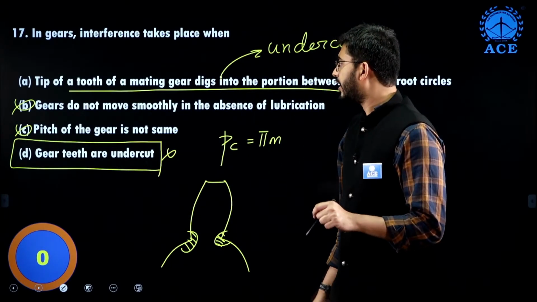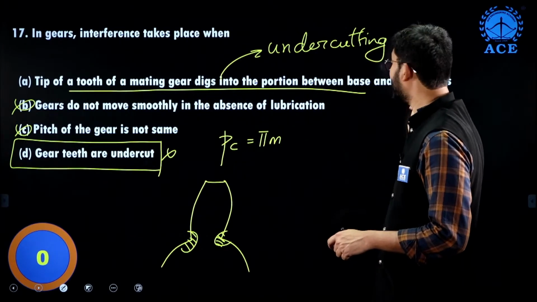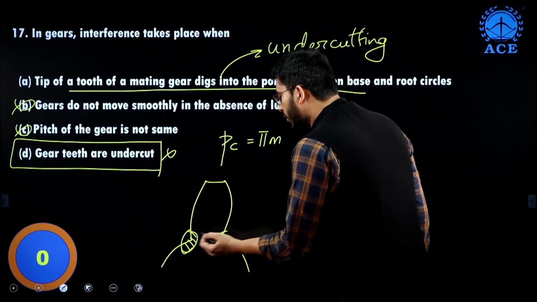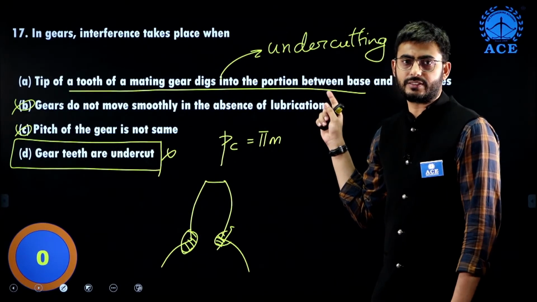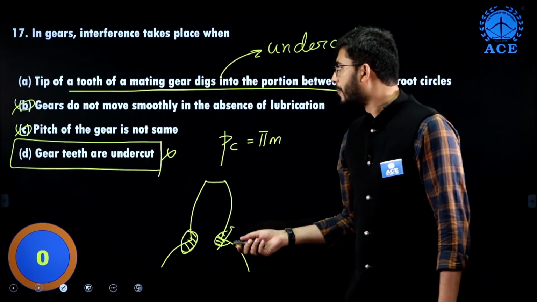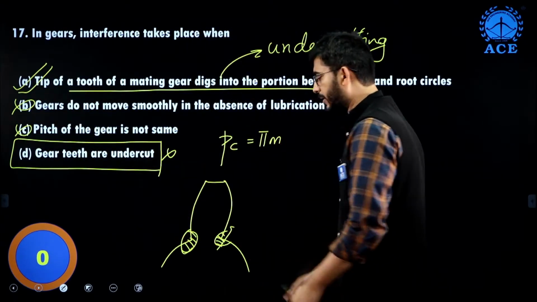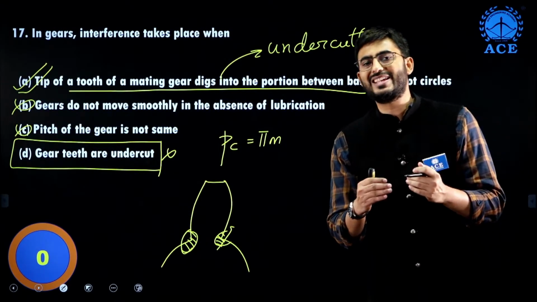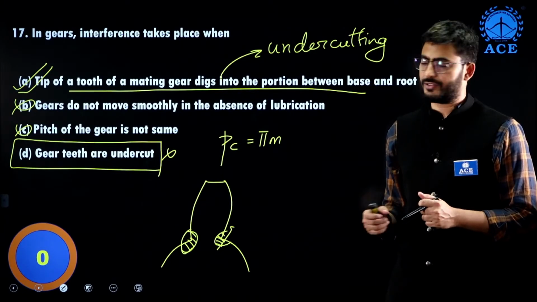Interference will occur when the tip of the tooth of the meeting gear digs into the portion between the base and root circle. At the root side only, this undercutting is happening. So this is what statement 1 is telling us. Okay, option A is the answer. It occurs in this region only, the region between the base circle and the dedendum circle or root circle.